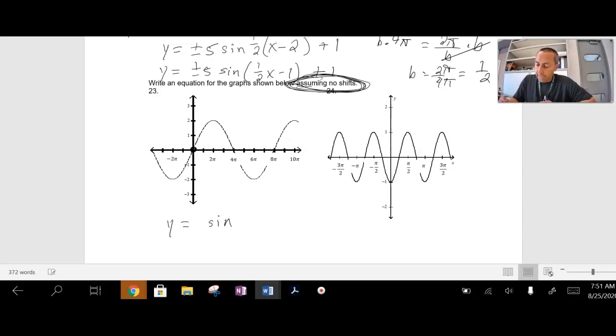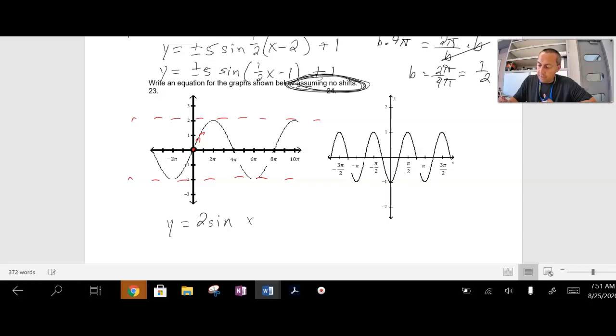Our A is our amplitude, or absolute value, that's our amplitude. If we look at this graph, we're going up to 2, down to a negative 2. Since we immediately start here and work our way up, we know that 2 has to be positive. So we're going to put that in.